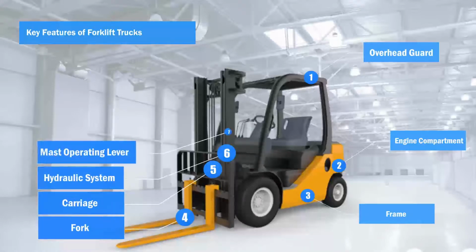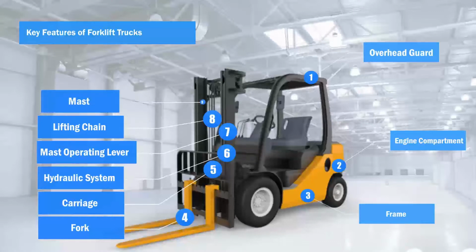Number 7, mast operating lever. Number 8, lifting chain. Number 9, mast. Number 10, crosshead.